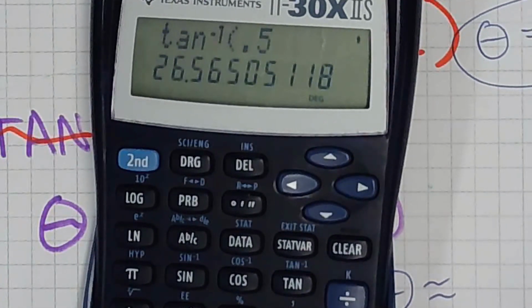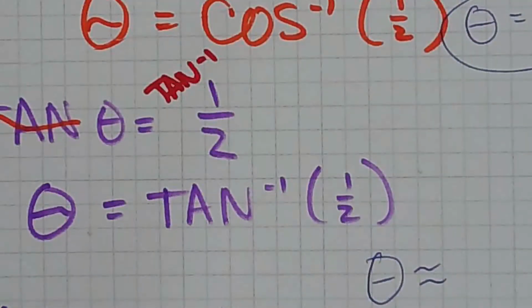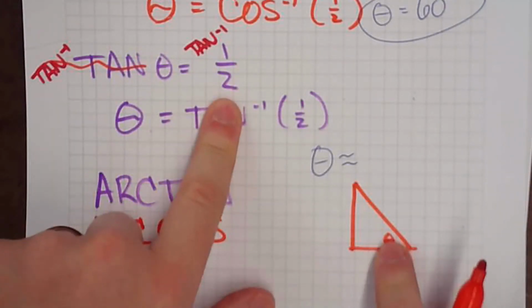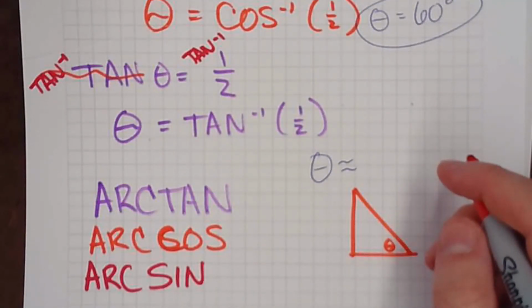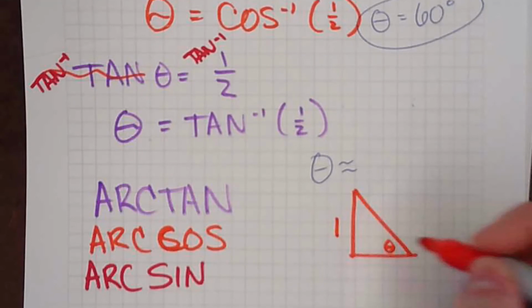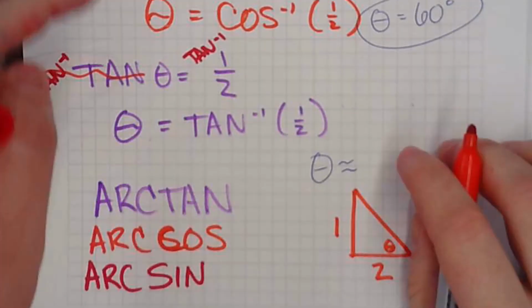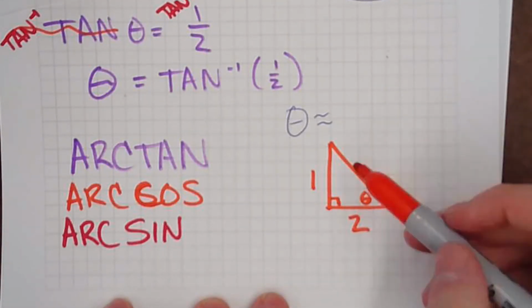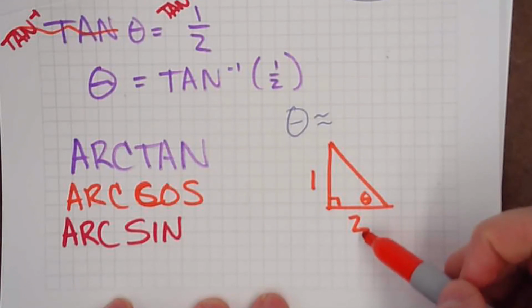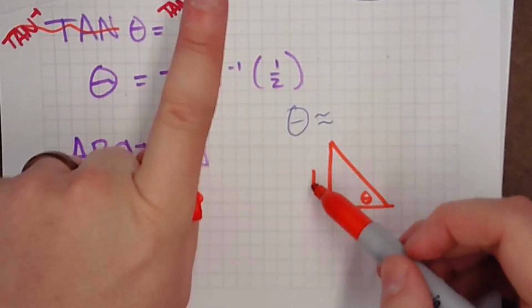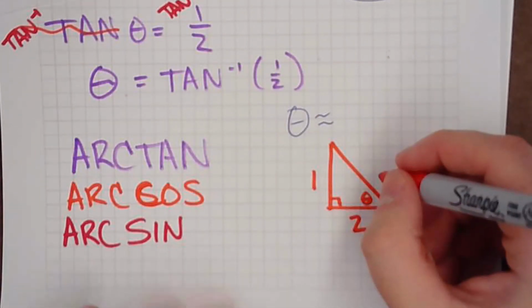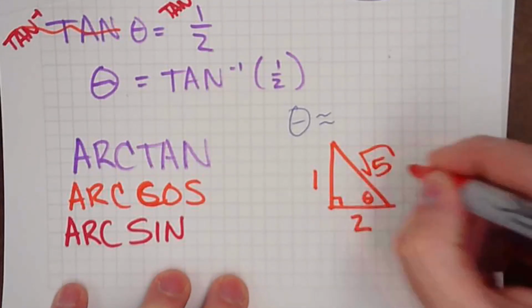If I have a triangle, and I told you that the tangent of that angle is a half, well, tangent is what over what? SOHCAHTOA. Opposite over adjacent. So the opposite is 1, adjacent is 2. We know this is a right angle. This side length is going to be the square root of 1 squared plus 2 squared. What's 1 squared? 1. What's 2 squared? Add them together, you get 5. What's the root of 5? It's just the root of 5.